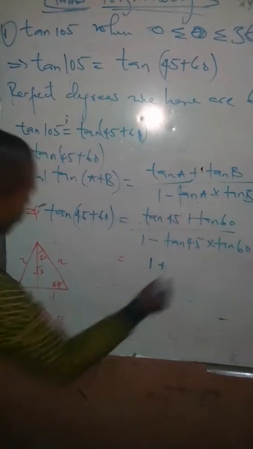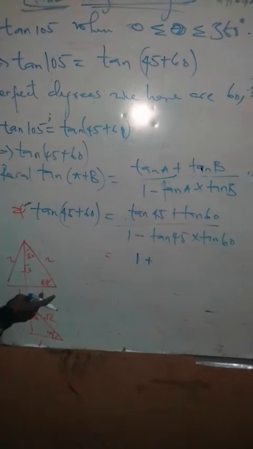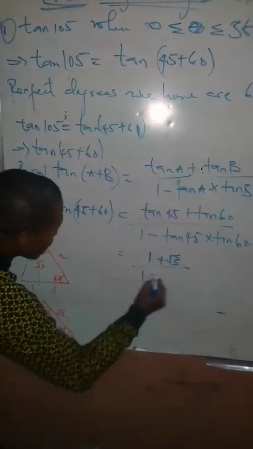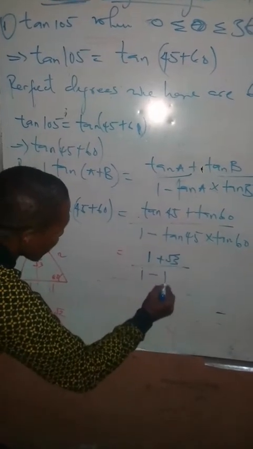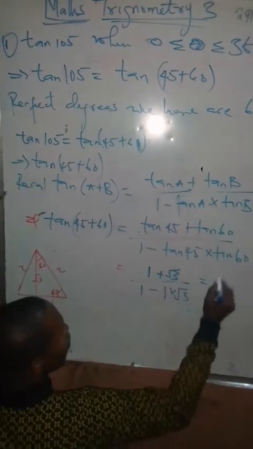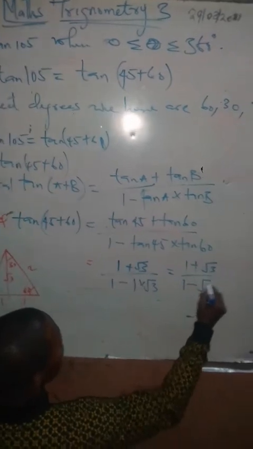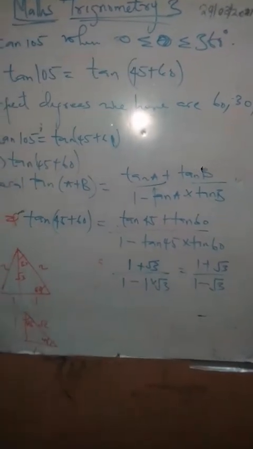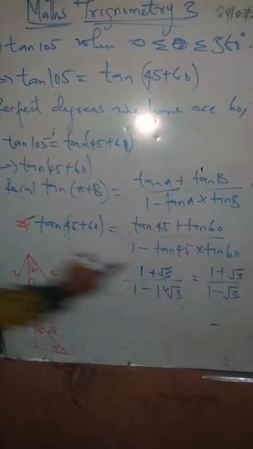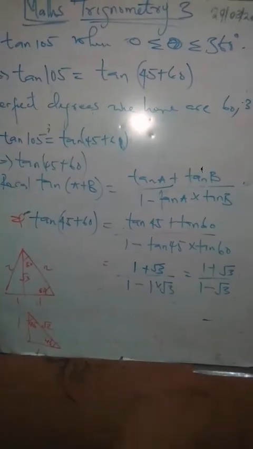Tan 45 is 1 plus tan 60, which is opposite over adjacent, so root 3 over 1, minus 1 times root 3. So this will give us 1 plus root 3 over 1 minus root 3. Note, this is what we really want to get. So how do we solve this further? This has a surd in the denominator, so we have to rationalize it.